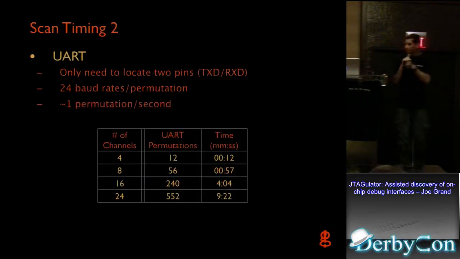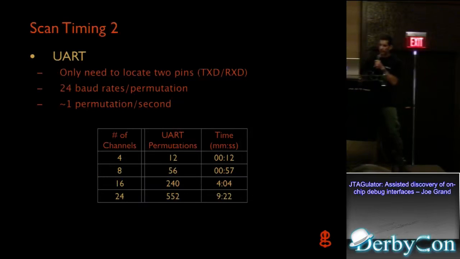UART takes about 1 permutation a second, because we're doing 24 baud rates per permutation. So basically, you know, 4 channels, 8 channels, is 56 permutations. It's going to take a minute. All right, here's some demos.